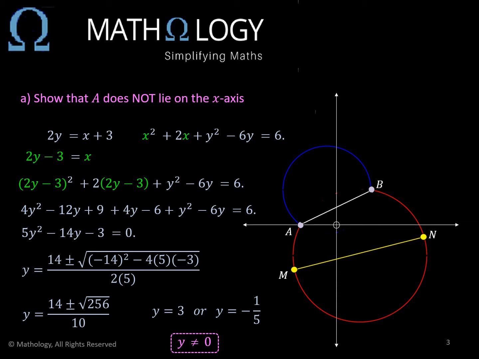Although the diagram is not drawn to scale, it is clear that the only point that could have been an x-intercept is point A. The y-coordinate of point B is therefore 3, as point B lies above the x-axis, where y values are positive. It therefore stands to reason that the y-coordinate of point A is minus a fifth. If point A were to be an x-intercept, its y-coordinate would have to be 0, which it isn't.